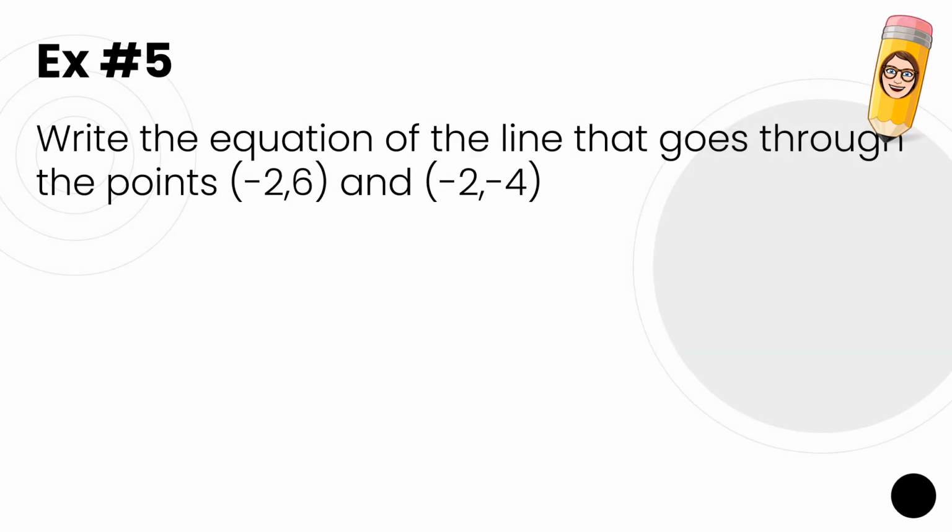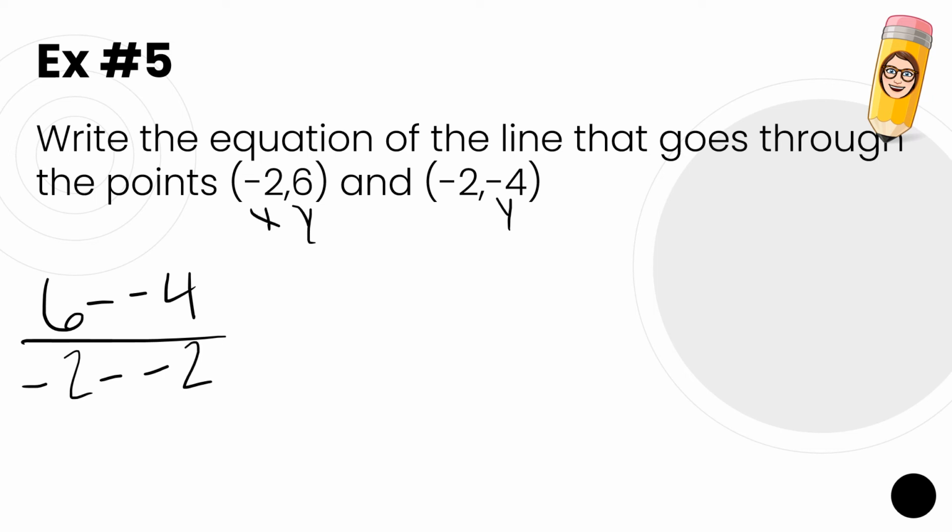All right, let's find our slope. Y minus y, right? Ooh, double negative. X minus x. Double negative again. Double negatives become addition. Don't forget that. 6 plus 4 is 10. -2 plus 2 is 0. We cannot divide by 0.